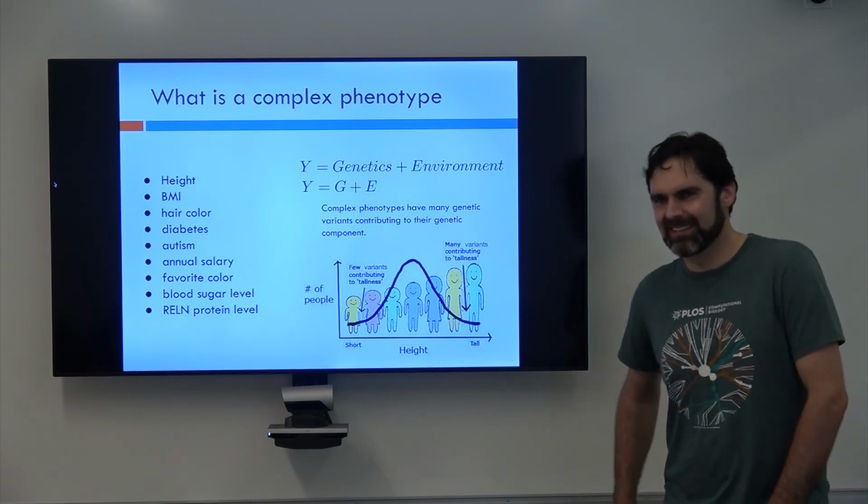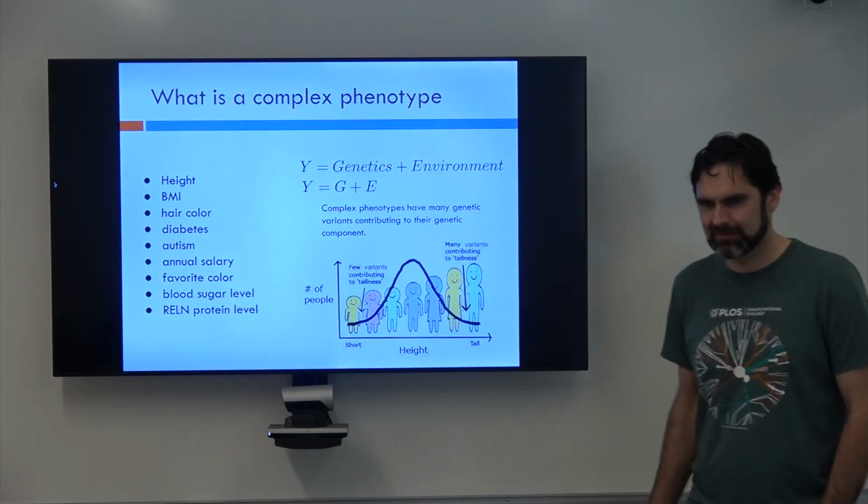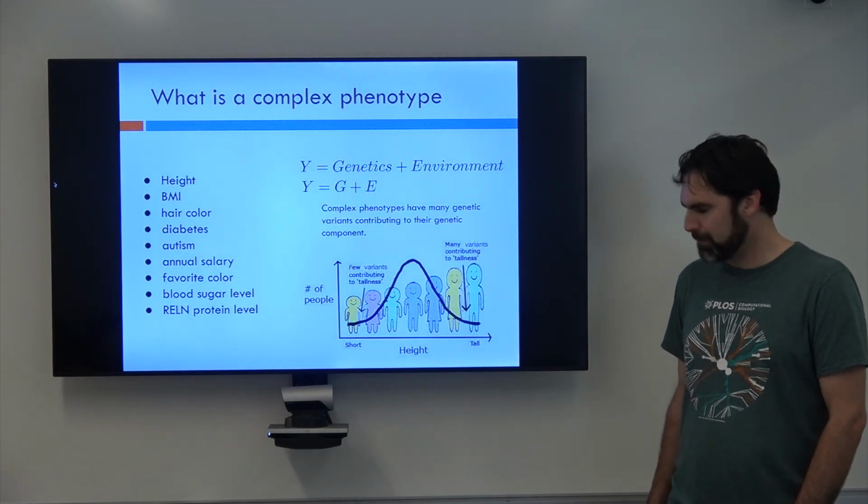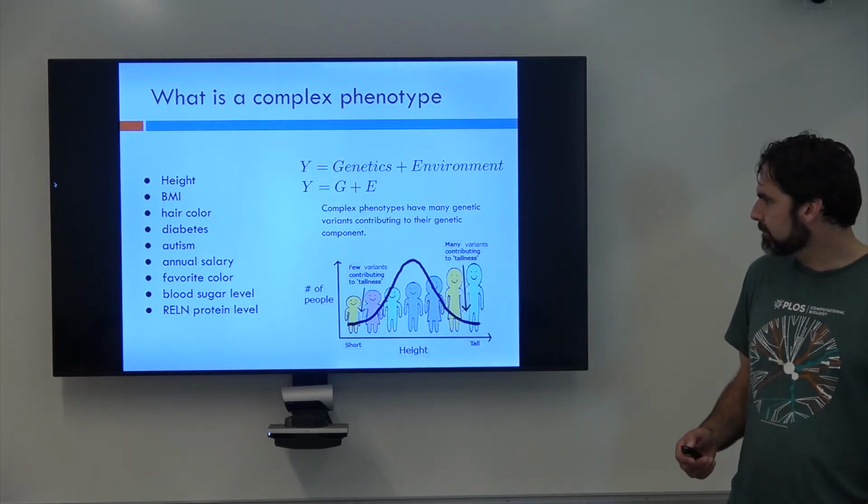So that's exactly what Rob's talking about here. You can have lots of variants and have all of them contribute to a big phenotype. Yeah. All right.